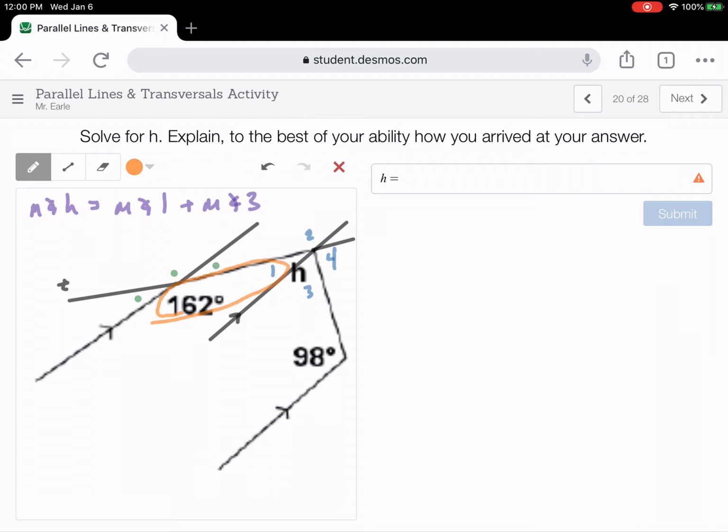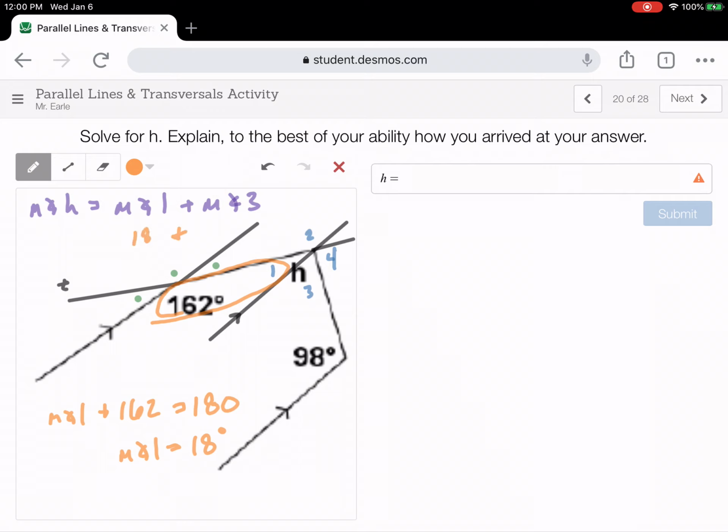Those are same side interior angles. And anytime we have same side interior angles, we are dealing with a pair of supplementary angles. That's something we know about parallel lines cut by a transversal. So I can investigate this and say that the measure of angle 1 plus 162 is equal to 180. All right, and then I can subtract here, and I get 18 degrees. So I know that the measure of angle 1 is 18.